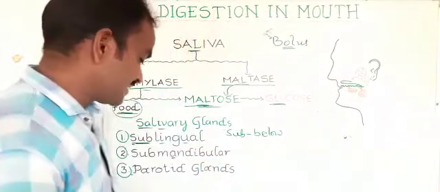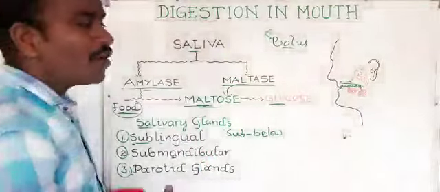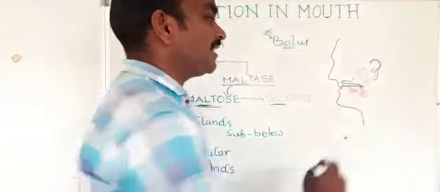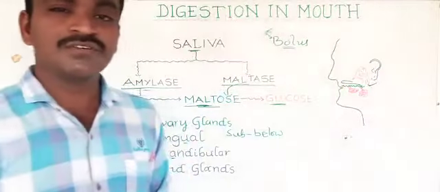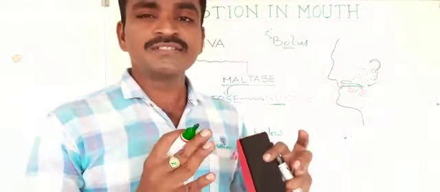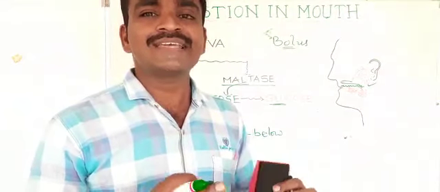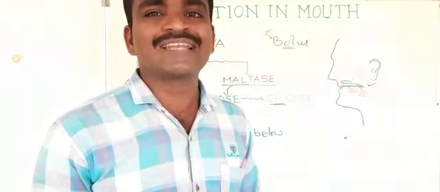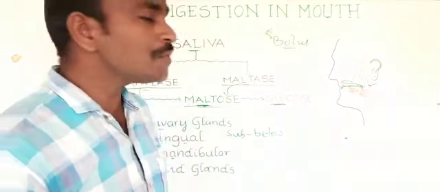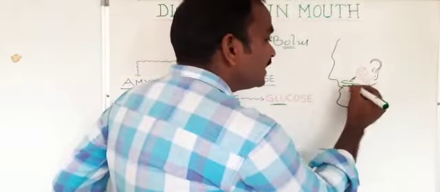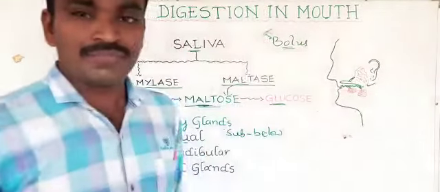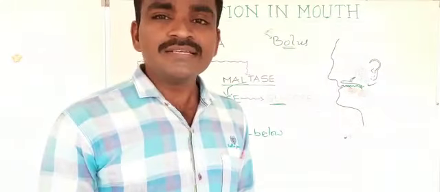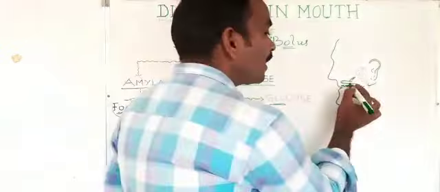The next glands are called the parotid glands, which are located just near the ear. These three pairs of glands secrete a liquid substance called saliva. This saliva is secreted into the oral cavity.